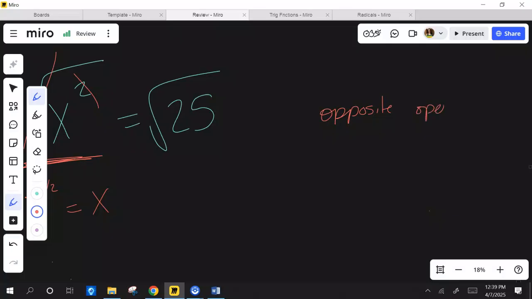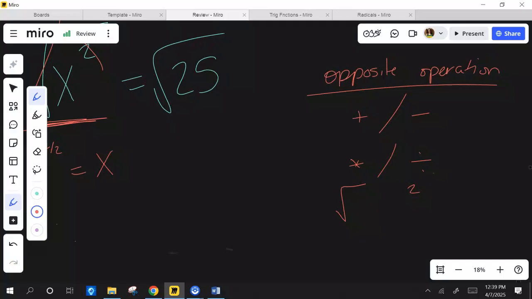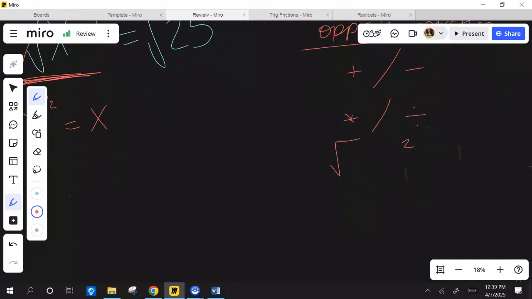So let's talk about some opposite operations so you'll see where this is coming from. Addition and subtraction are opposite operations. They cancel each other out, yes? Multiplication, what's the opposite? Division. Now, square root. What's the opposite operation? The square. In other words, what cancels it out? The square root and the 2. What if I said cube root? Opposite operations, right?